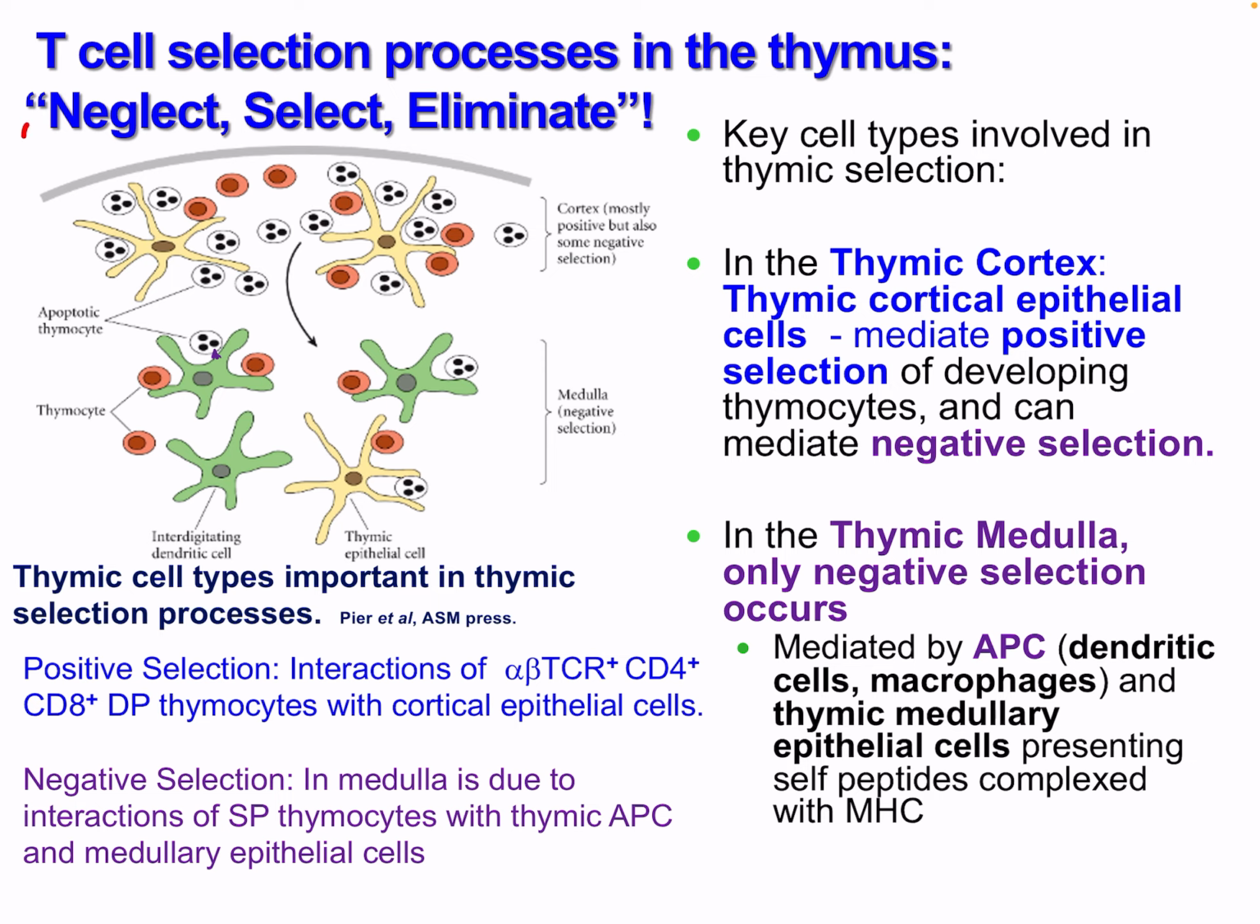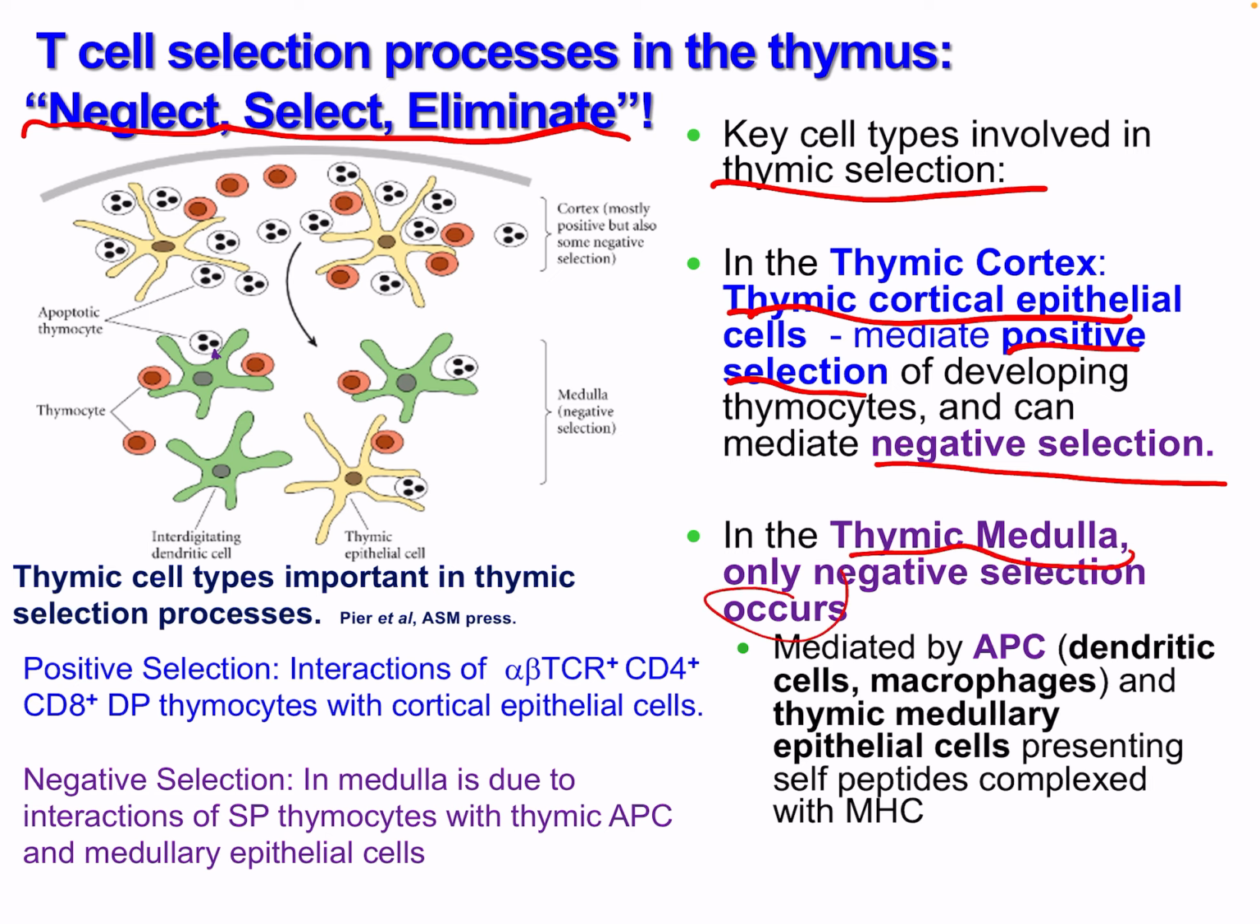So a way to sum this up is neglect, select, and eliminate. It's a different way to look at it. But this will make sense as we go through T cell selection. So the key cell types involved in thymic selection. In the thymic cortex, we have our thymic cortical epithelial cells, which mediate positive selection. Again, our thymic cortical epithelial cells mediate positive selection of developing thymocytes and can mediate negative selection. In the thymic medulla, only negative selection occurs.